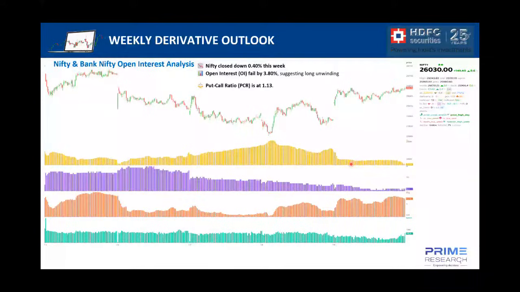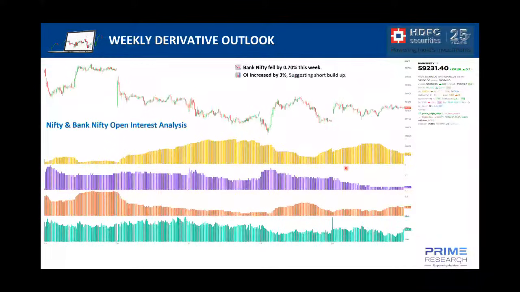Same case with the Bank Nifty also. In the initial days, it has corrected and made a bottom around 58,900 level. From that level, we can expect a Bank Nifty move higher. So basically Bank Nifty is also forming a higher top, higher bottom formation, but it has not been able to cross that 59,300 hurdle level. So on Monday, we are expecting that this hurdle will get crossed.